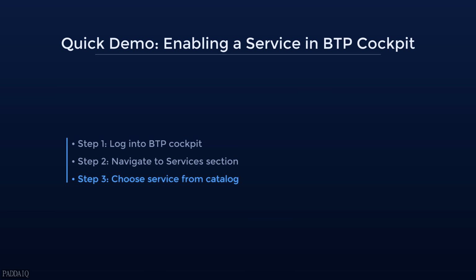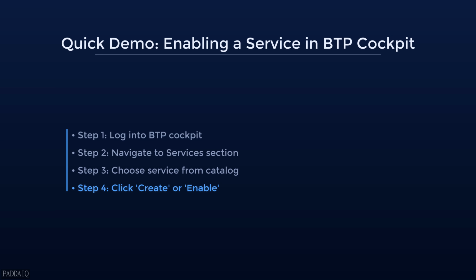Step 3. Choose Service from Catalog. This means picking the specific tool or capability you need from the available options. For instance, if you want to add AI functionality, you would select the SAP AI Business Services. This selection is how you activate the specific service for your project.